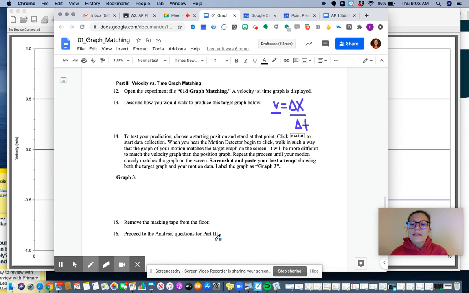Okay, so we are completing this lab together as a group for this lab only. So one person per group should be submitting the matched graphs, the analysis questions, and we are all collaborating on this assignment. If you have any questions, please send me an email. Okay, do your best. You should be able to finish this up by the end of the period.